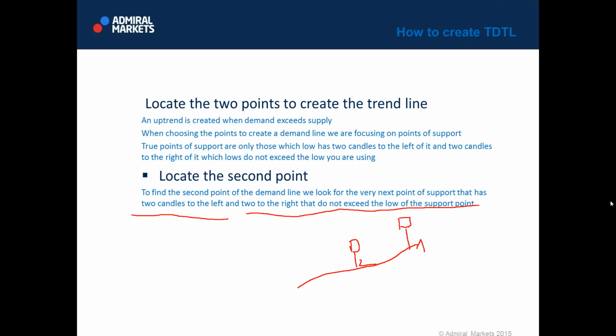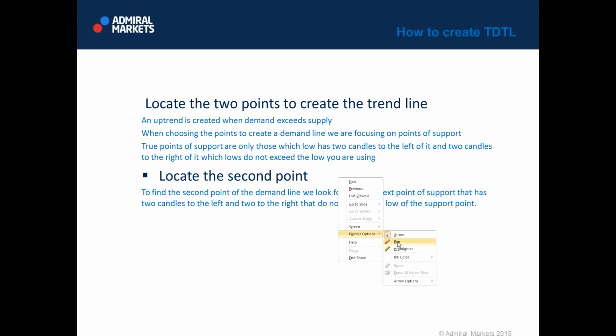So once more, I will go through these slides. First of all, you need to locate 2 points to create a trend line. When you see the 2 points, you connect them. We will go now for a downtrend; for an uptrend you just need to do the opposite. To find the second point of the demand line, now talking about an uptrend, we look for the very next point of support. It has 2 candles to the left and 2 to the right that do not exceed the low of the support point.